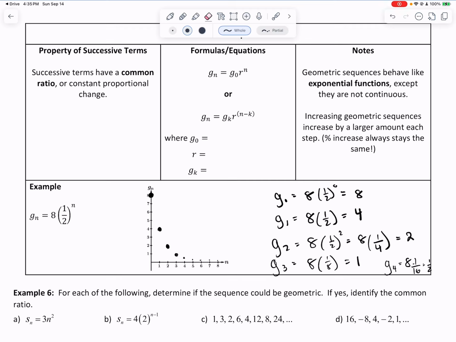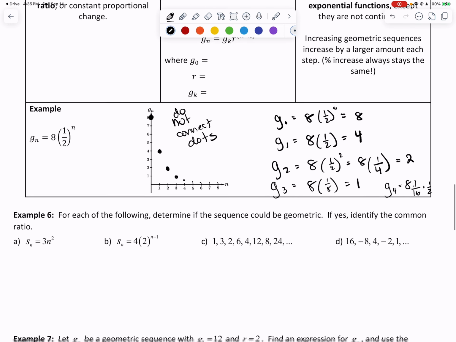So if it were an exponential function, we could connect those dots and see that curve shape. But this is not an exponential function. It is a geometric sequence, so do not connect the dots. All right, look at those 4 examples. Decide if they're geometric, if they have a common ratio, pause, and then come back.